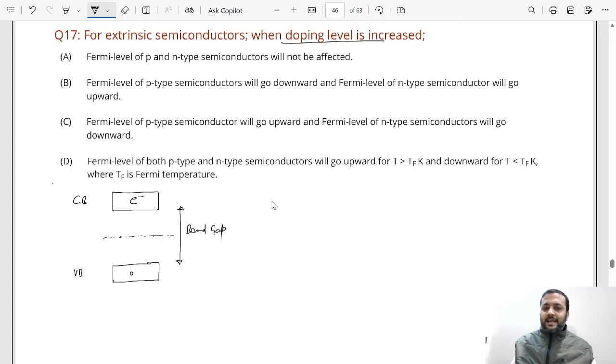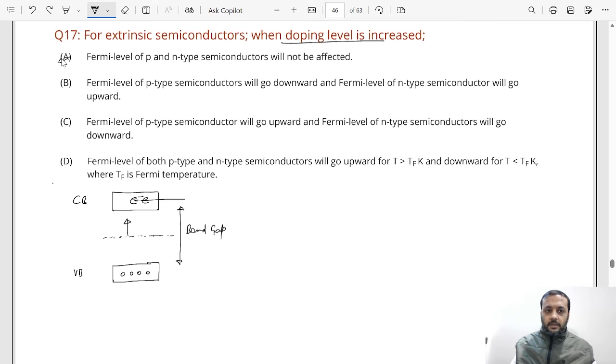Now imagine if the n-type doping is increased, that means more and more electrons will be in the conduction band. Here the electron concentration will increase, which means the energy level will shift up. This Fermi level will shift up because more and more electrons are increasing in the conduction band. Whereas if p-type doping is done, then what will happen? More and more holes will increase in the valence band. That means the effective energy level will start shifting down. So for an n-type semiconductor, the Fermi level shifts towards the conduction band, and for a p-type semiconductor, it will go down towards the valence band.